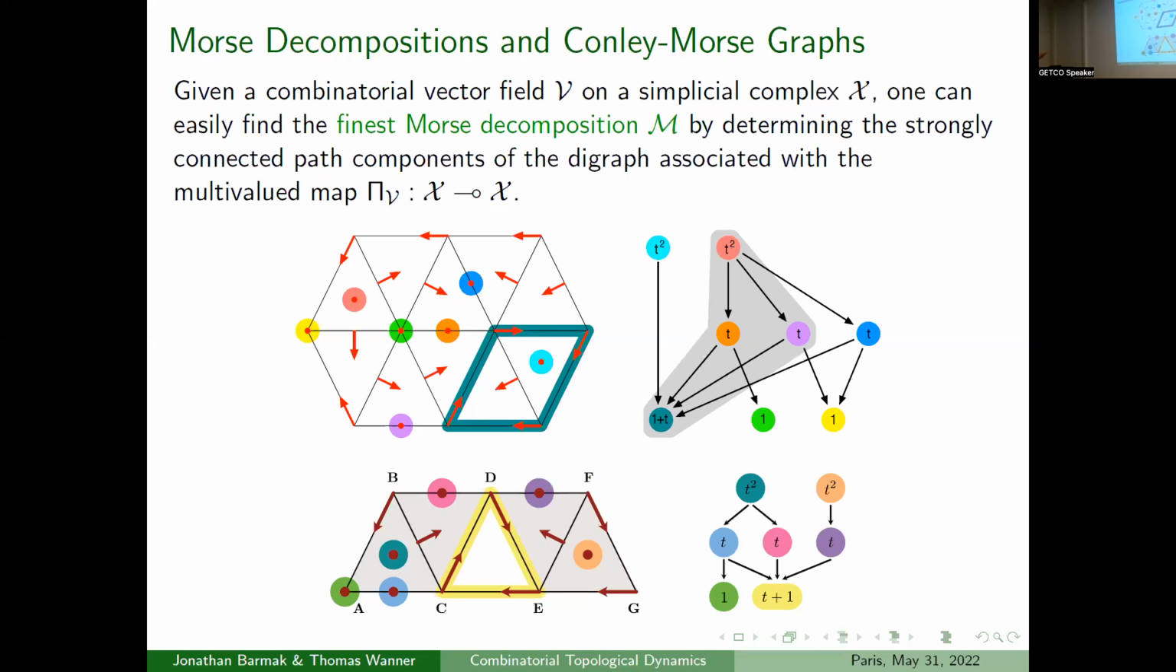Of course, the reason why we want to do this in the combinatorial setting is that in the combinatorial setting, it's very easy to actually analyze these things. All you have to do is compute the strongly connected path components, and they give you your finest Morse decomposition. So it's very easy to find this. And of course, ideally, we'd then like to use this to push information back to the classical setting, and that can actually be done.